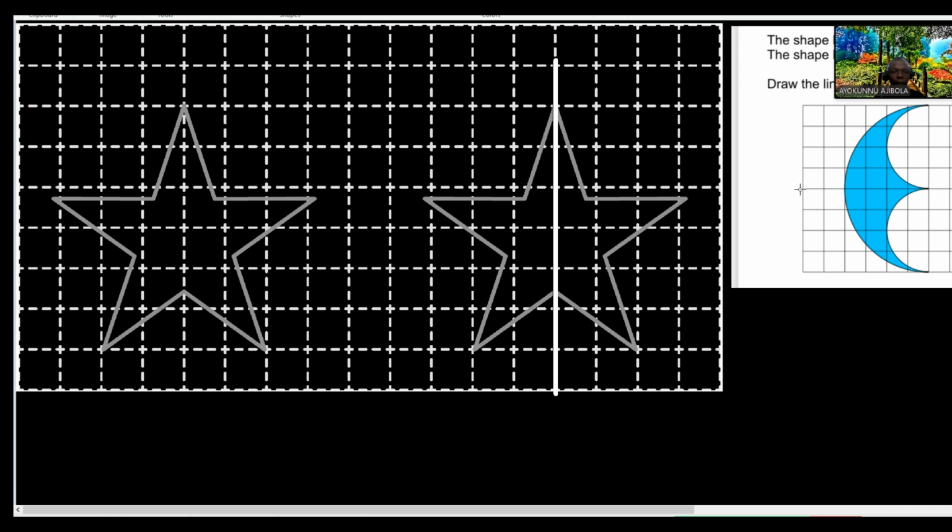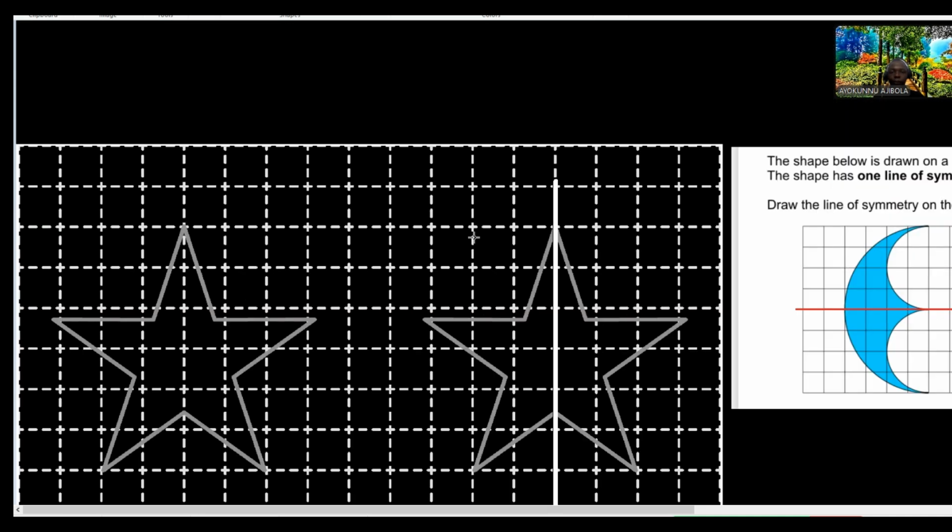Now look at the shape on the right. The shape on the right has only one line of symmetry. Can you see this line? Can you see the red line? Yes. Only one line of symmetry. And you can see that if I cut it into halves, I can fold the shape into a perfect match.